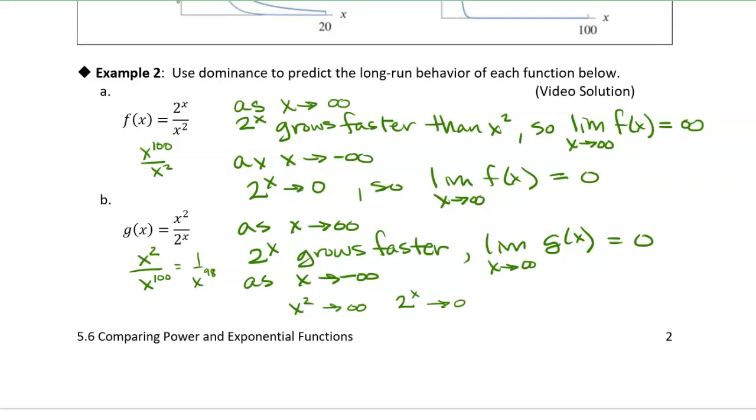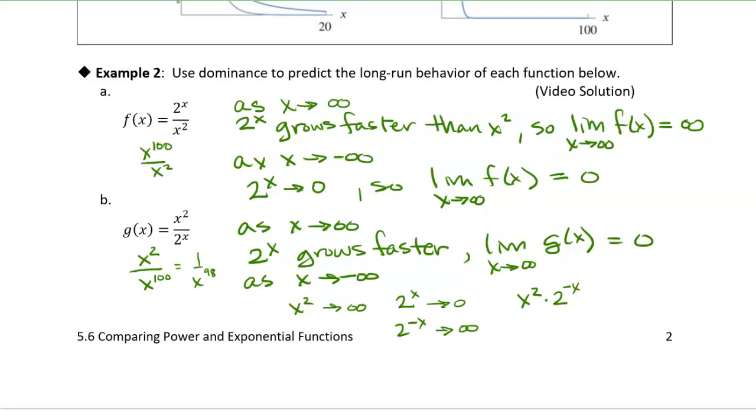Now I could rewrite this function as x squared times 2 to the minus x. And then 2 to the minus x, when x is negative, is going to go to infinity. So it looks like infinity times infinity. Before we had infinity times 0, and now it kind of looks like infinity times infinity. So probably it's going to go to infinity.